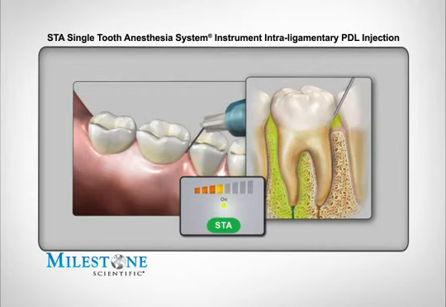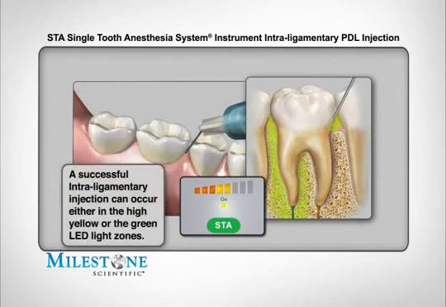Take care to insert the needle with the bevel facing the root. Very slowly advance the needle all the way into the sulcus until resistance is felt. The STA system will once again begin to determine proper location by the dynamic pressure sensing. It's important to be aware that you may achieve success while in the high yellow zone.